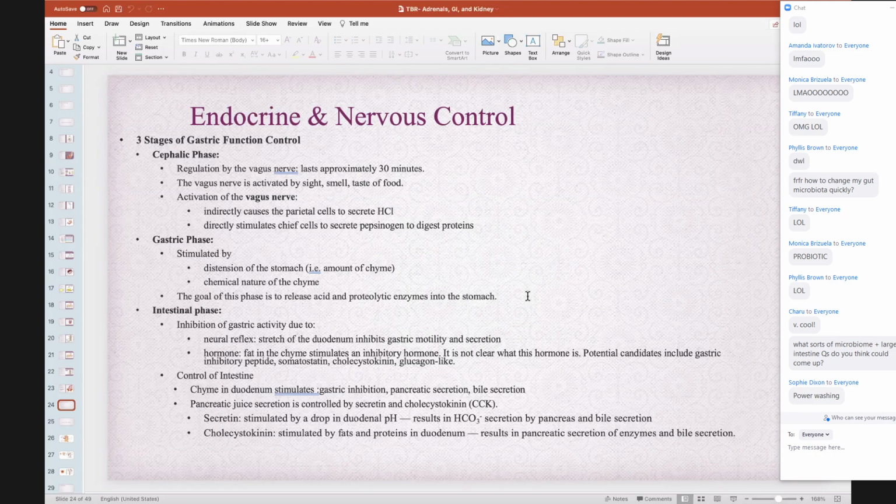Once we start with the cephalic phase, when you see food, the gastric phase is once you have that stomach distension, and the intestinal phase is when you start to empty into the duodenum. The stretching of the duodenum will inhibit stomach activity and start to increase intestinal function.